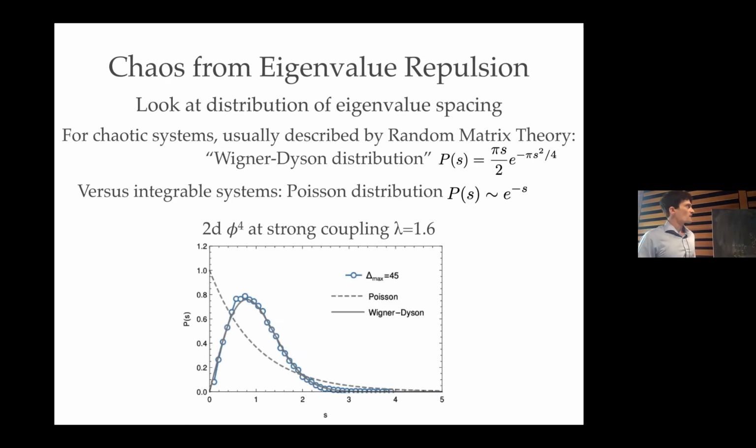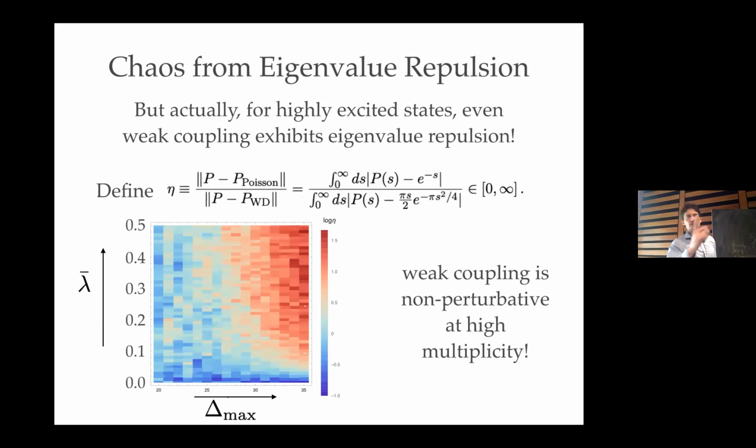All right. So if we look at phi-4 theory at strong coupling, this is what we see. So the blue circles are the eigenvalue spacings. And then the solid curve is Wigner-Dyson, and the dashed curve is Poisson. So it's clearly following the Wigner-Dyson distribution. The fact that it's chaotic at strong coupling is perhaps not surprising. What I think is more interesting is it's actually chaotic even at weak coupling.